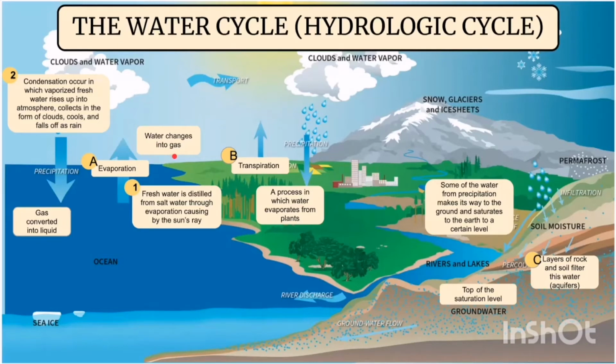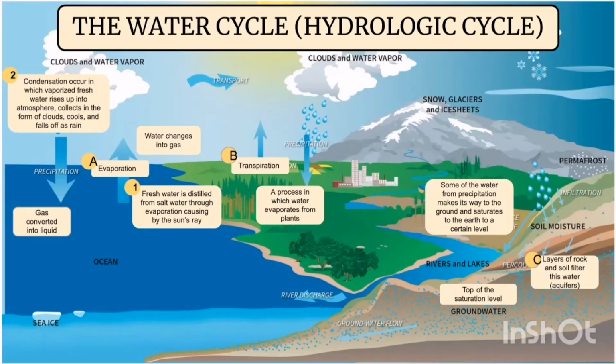After that, condensation will occur, in which vaporized fresh water rises up into the atmosphere, collects in the form of clouds, cools and falls off as rain. In this state, the gas is converted into liquid. The second one, water can be cycled by the transpiration process, which is a process in which water evaporates from plants and then it undergoes the condensation process, same like the evaporation cycle.